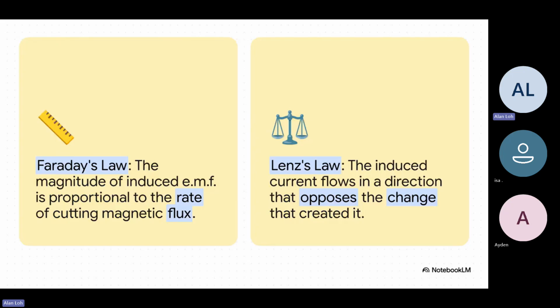Now, there are two big rules that control how this works. First, you've got Faraday's law. This one tells you how much voltage you're going to get. Basically, the faster you cut through those magnetic field lines, the more juice you generate. Then you have Lenz's law, which is kind of weird. It tells you the direction of the current, and it's a bit of a rebel. The current always flows in a direction that creates its own magnetic field to fight back against the original motion. It's like nature's own little system of checks and balances.